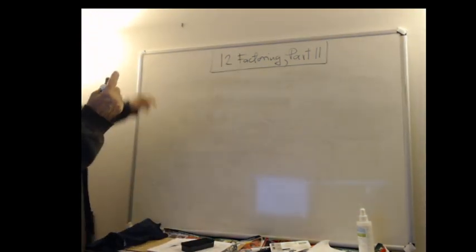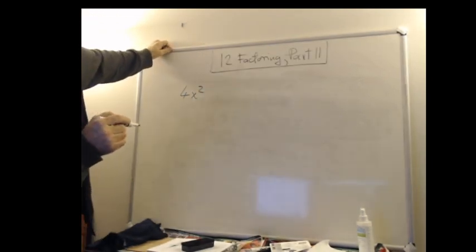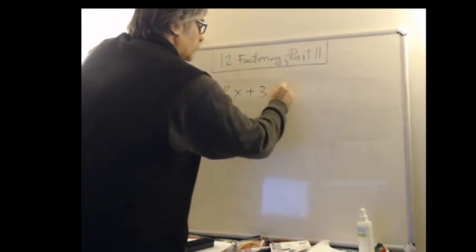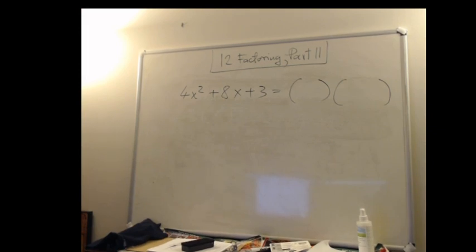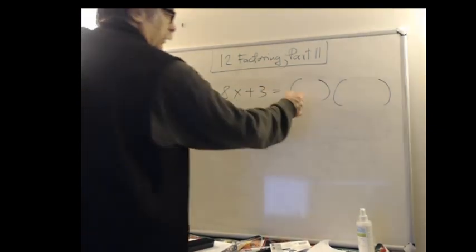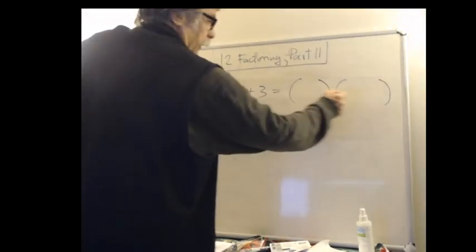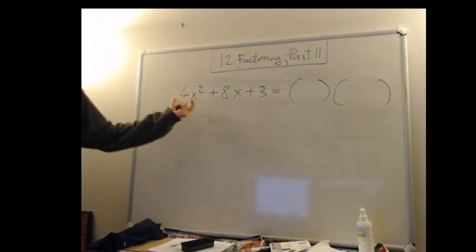So I have 4x squared plus 8x plus 3. And again, I'm expecting 4 things to guess. I need to know what I have here and here, first and first. I need to know what I have here and here. Okay? In how many ways can I get 4x squared?